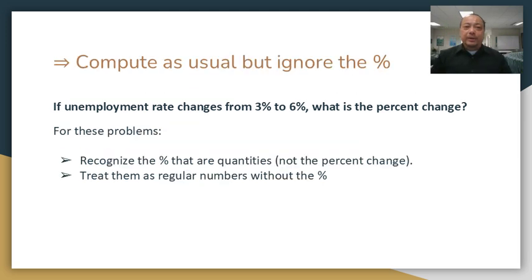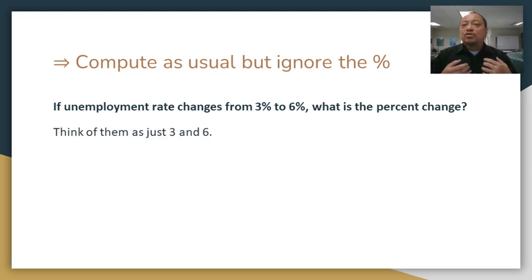Here's the right way of doing it. We need to recognize the percent that are quantities and not the percent change. The 3% and 6% are quantities, not percent change. Then we treat them as regular numbers without the percent. So the 3% unemployment and 6% unemployment in this case, think of it as just 3 and 6. Plain 3, plain 6, no percent.